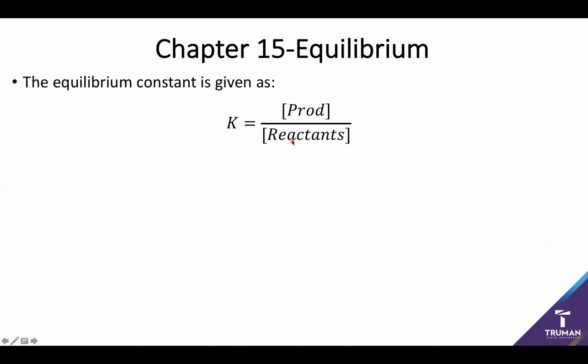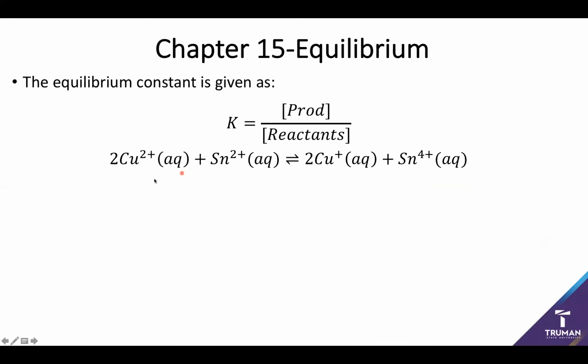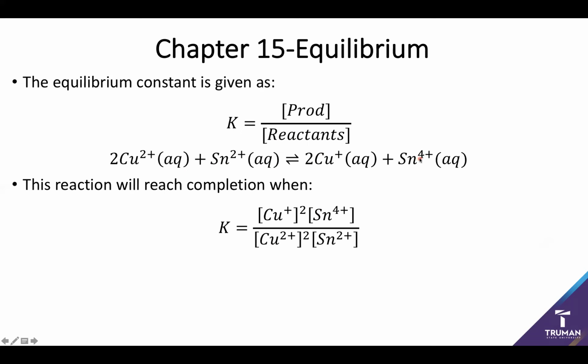But let's say we're looking at something like combining copper and tin to change oxidation states. So in this case, we're reducing copper as its oxidation state is going down, and we're oxidizing tin as it's losing electrons. So in this case, we can give the equilibrium constant simply using the ratio of products over reactants.